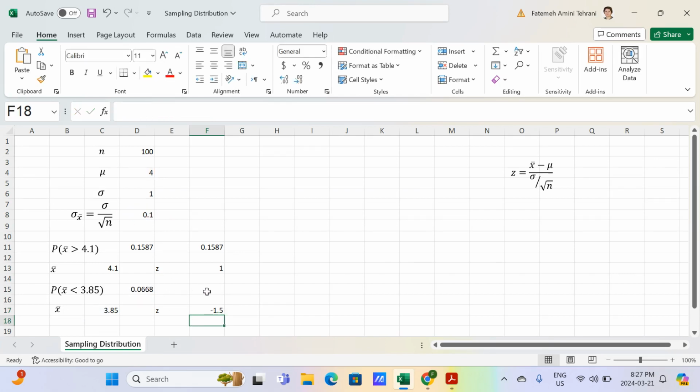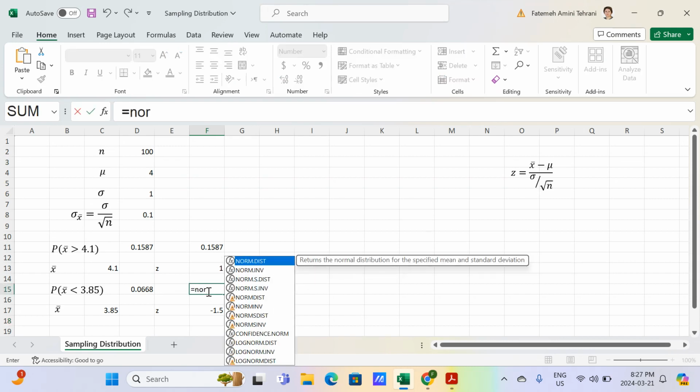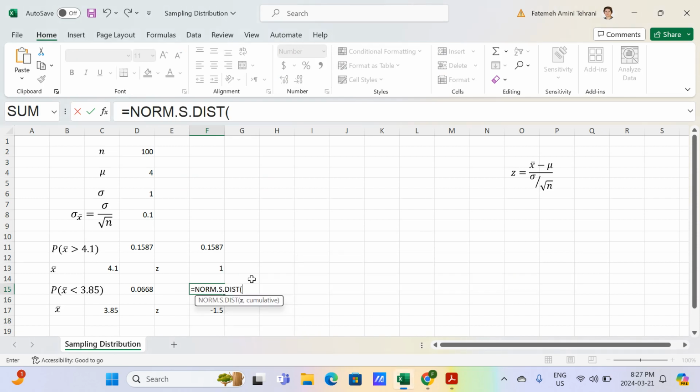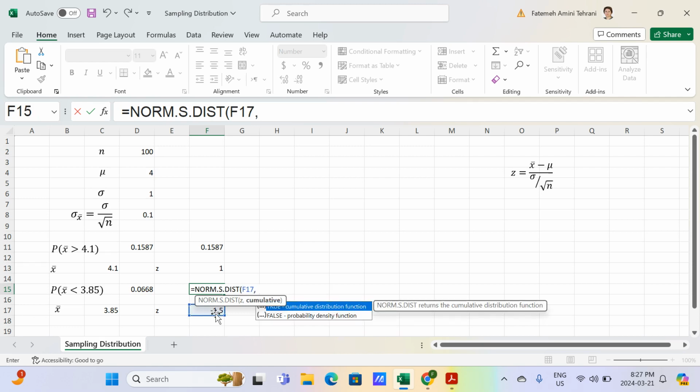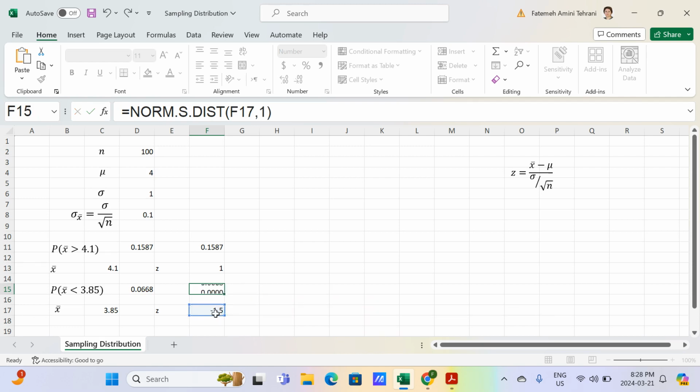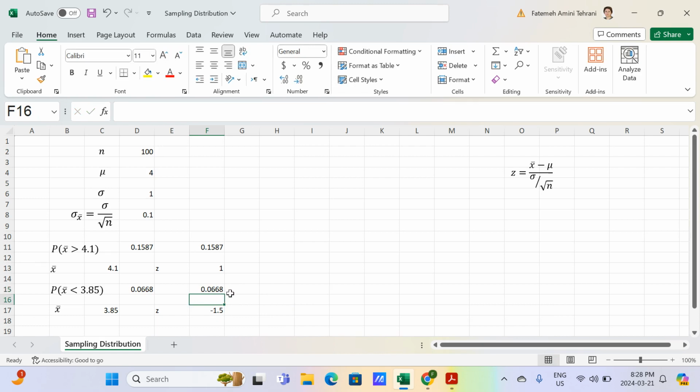Now to get the same number, I can easily use the norm standard distribution. I'm going to work with the standard normal distribution. z is minus 1.5 and it's always cumulative. We get the same number here. It's the probability of x bar less than 3.85. Here I used x bar directly with the normal distribution, but here I used the standard normal distribution with the z value.